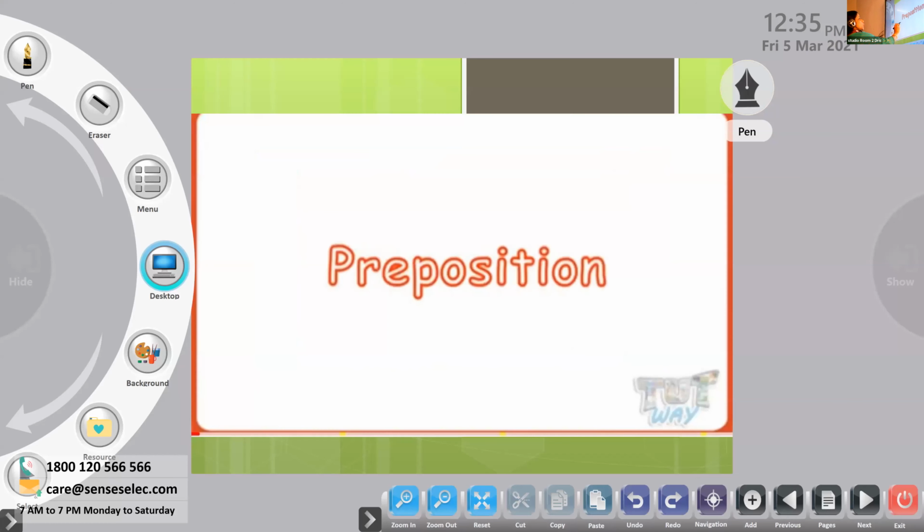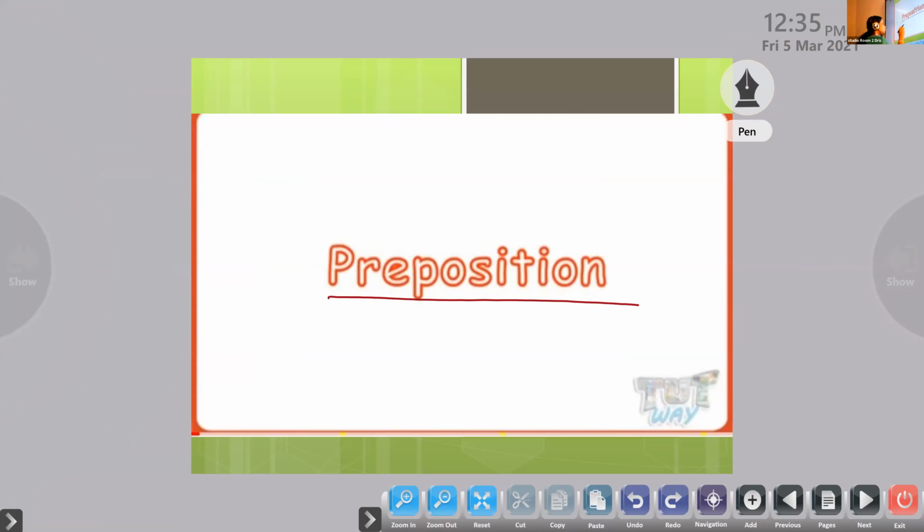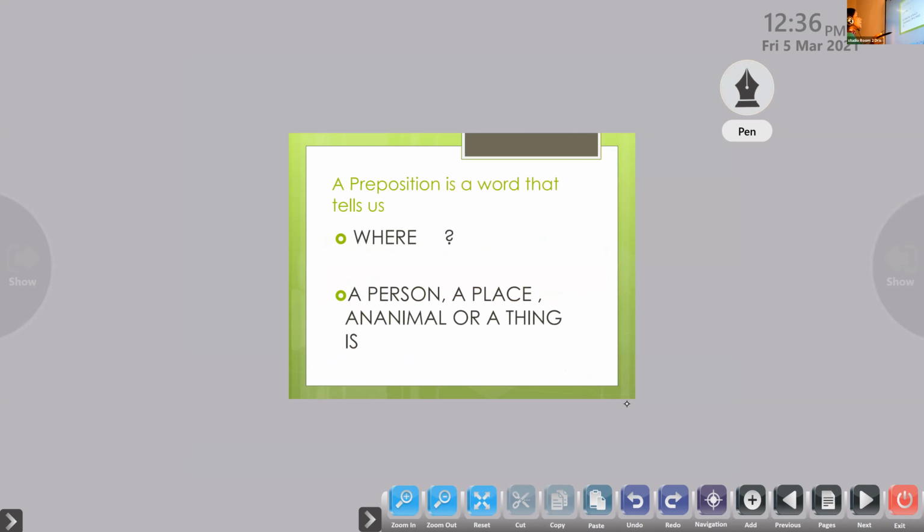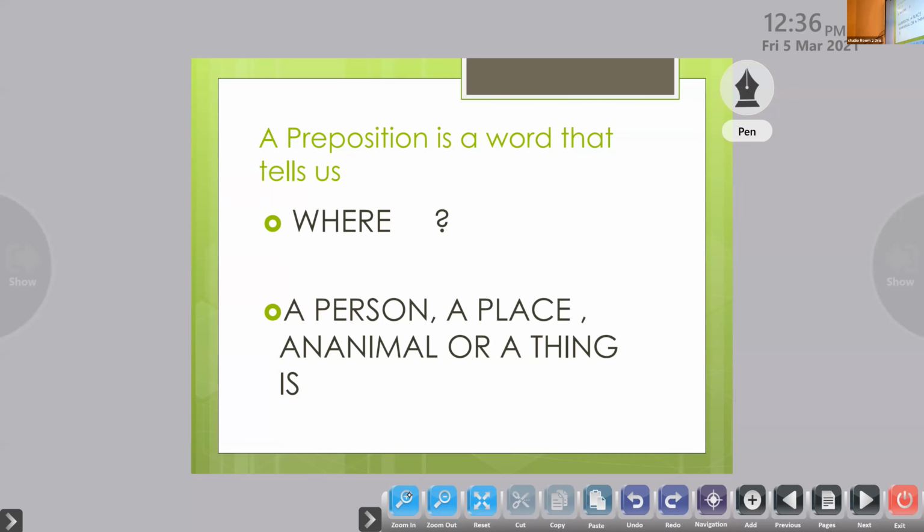So, prepositions are called position words. As we say, nouns are naming words, verbs are action words, and adjectives, what do we call them? Describing words. Similarly, prepositions are position words. It is a word that tells us where a person, a place, an animal, or a thing is.